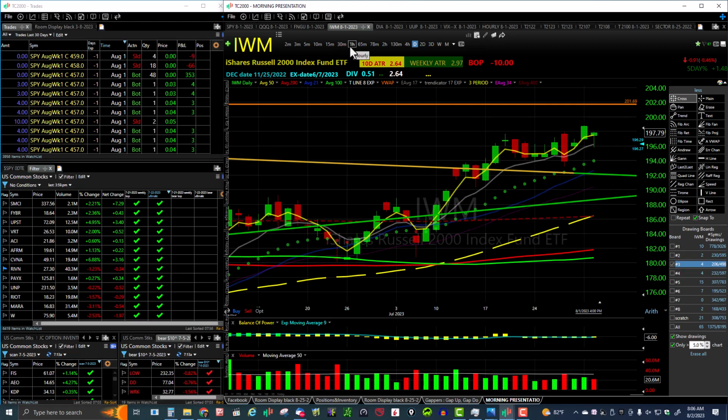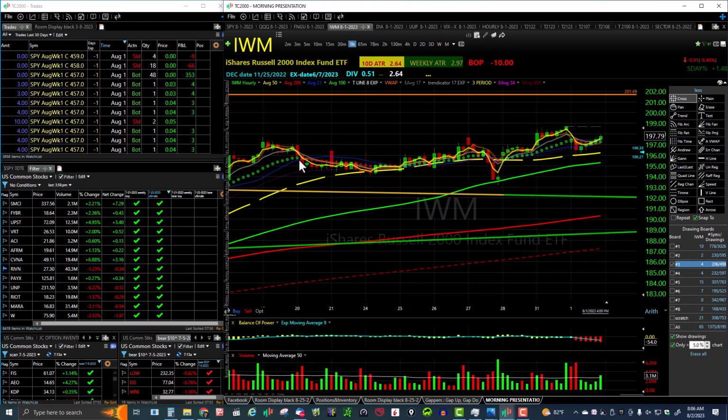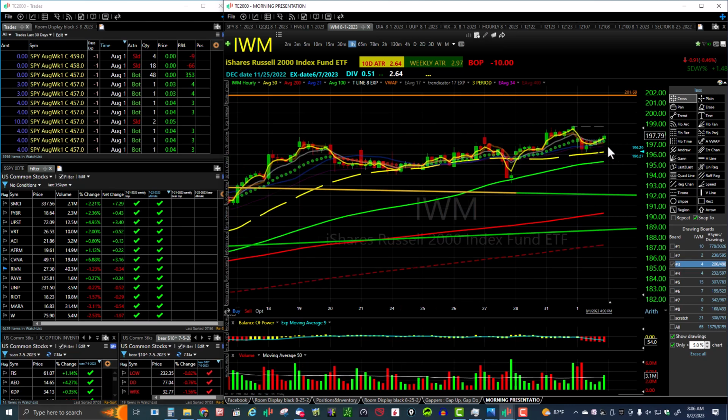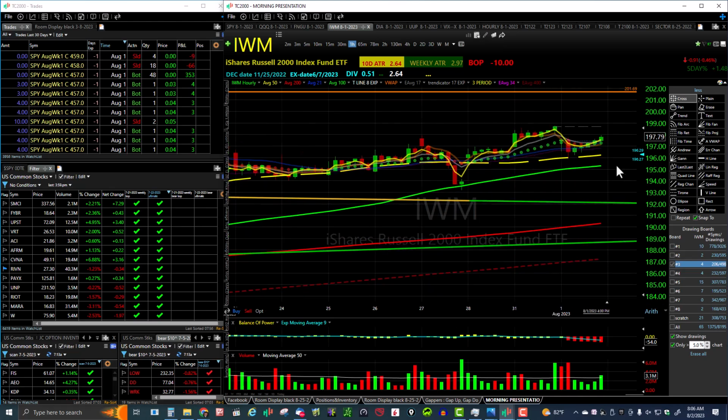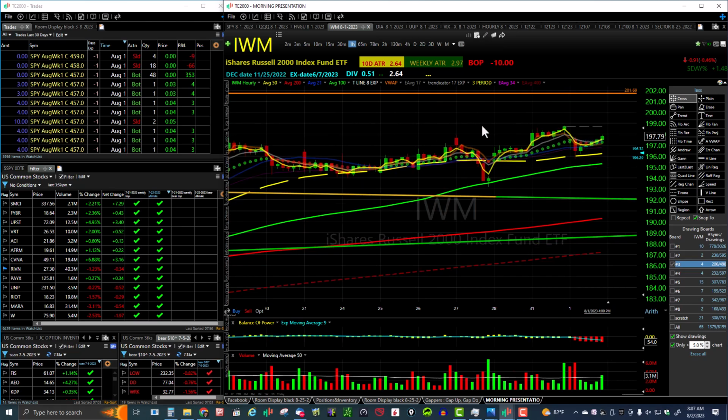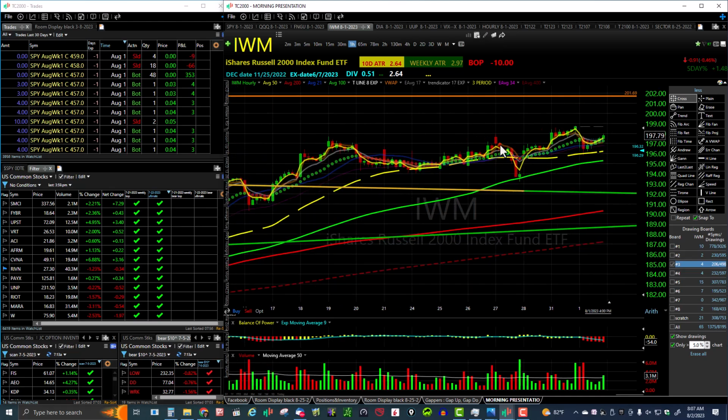On the hourly time frame, still very bullish on the hourly. Looks like we're probably going to change that today, or we're going to test it today. So IWM, still bullish on the daily time frame. Hourly looks like it's going to get tested. And we have downtrends in QQQ on the hourly and SPY on the hourly.